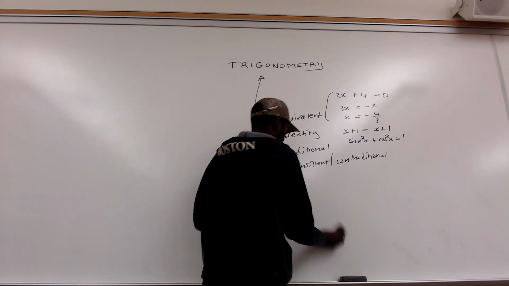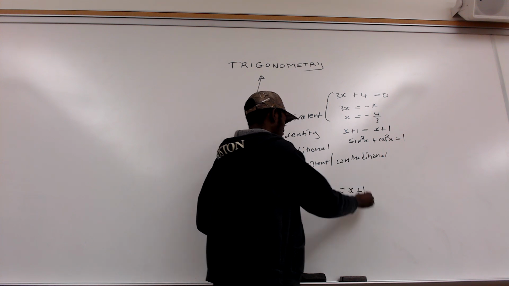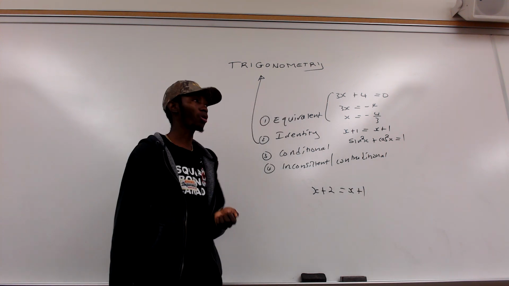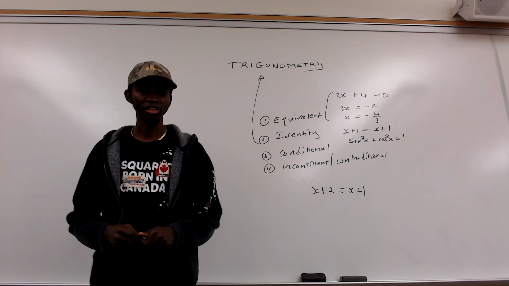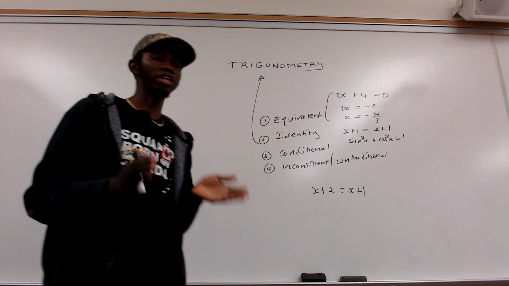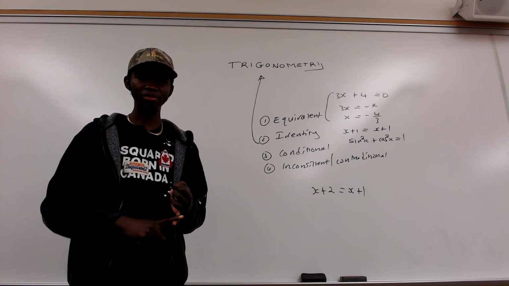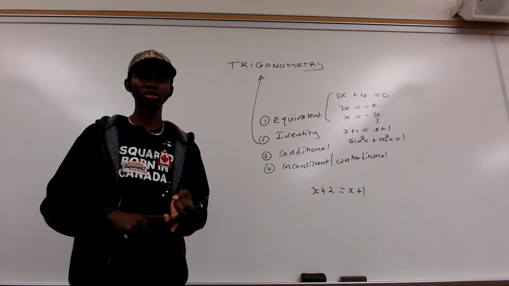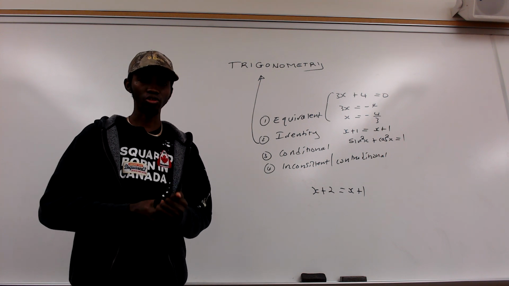contradictional. An example of a contradictional equation is x plus 2 equals x plus 1. There is no number you can substitute here that will make the left equal to the right. Such equations, we refer to as inconsistent or contradictional equations. So these are the main types of equations: equivalence equation, identity equation, conditional equation, and inconsistent equation. These are the 4 types of equations.